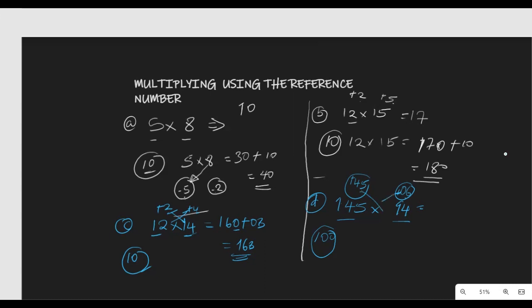So in this case, I want to go for the cheapest, the easy one. I know that if I take this route, I will have 139. And that 139 I have to multiply by 100, because we are having our reference number as 100.